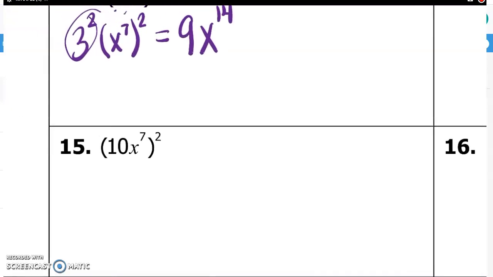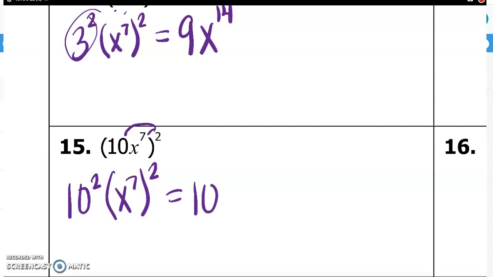So for 15, again, if you can remember to do them separately without writing it out, that's fine. Otherwise, take the minute to do 10 squared x to the 7th squared. Just separate them. So 10 squared is 100 x to the 14th.